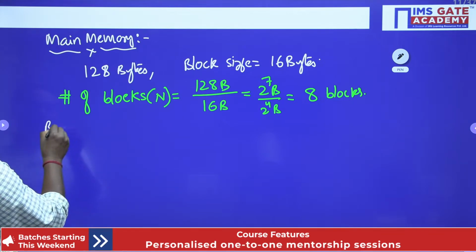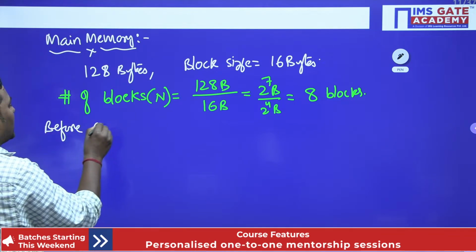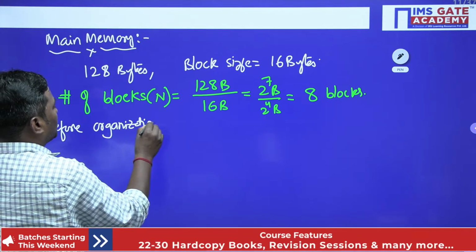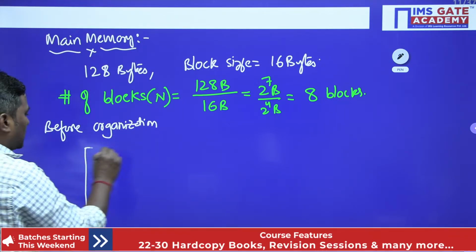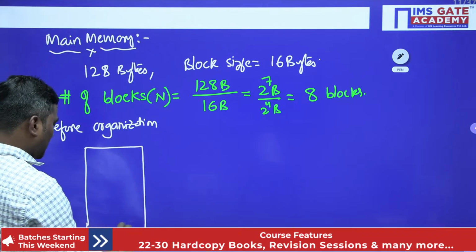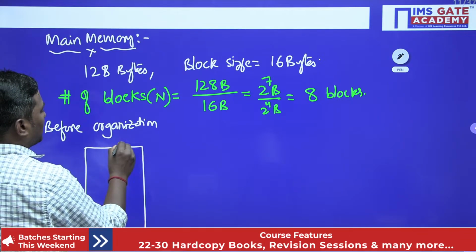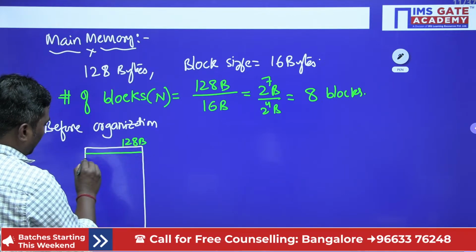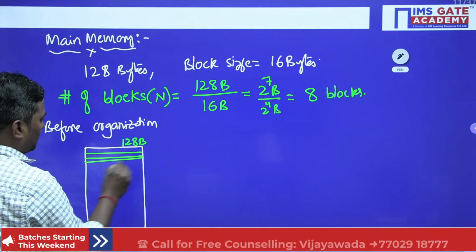Before the organization of this memory, please observe how the main memory looks. This is the main memory. What is the size of the main memory? 128 bytes, right? So location wise, if you see, this is the byte number.